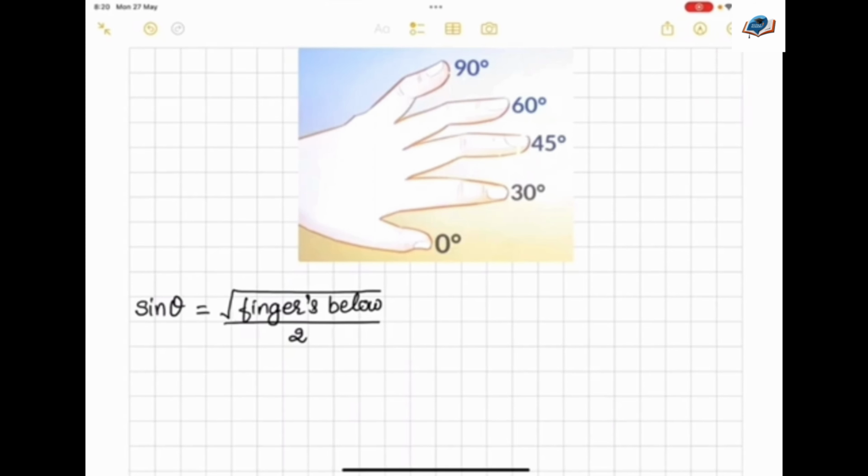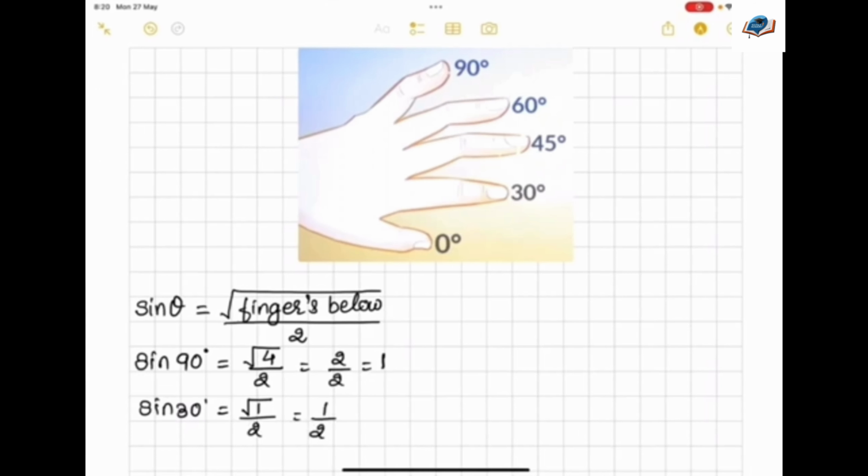For sin theta, the formula is square root of fingers below upon 2. For example, if I want to find sin 90, that will be fingers below 90 degrees. My smallest finger is 90, so fingers below that is 4. So root 4 upon 2, that will be 2 by 2, which is equal to 1. Then if I say sin 30, fingers below is only the thumb, so root 1 upon 2, that will be 1 by 2.